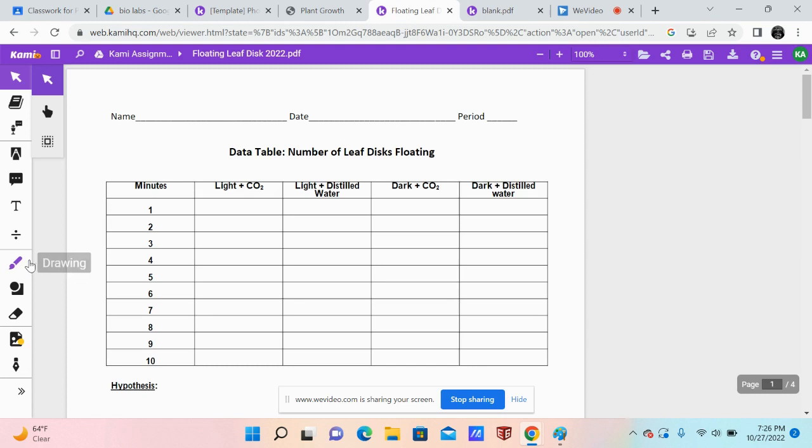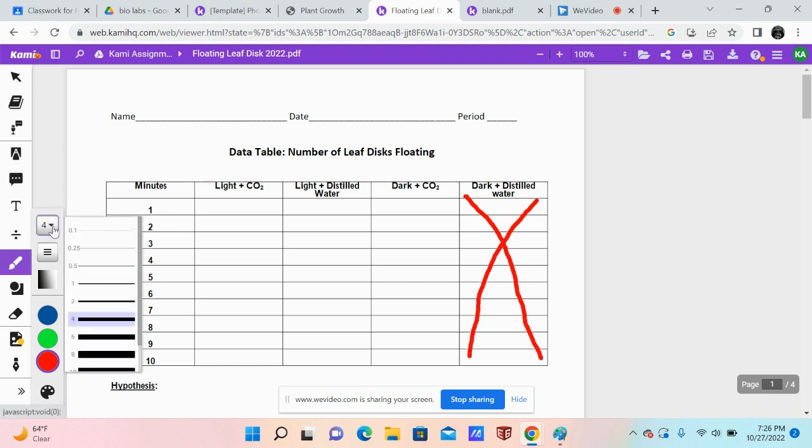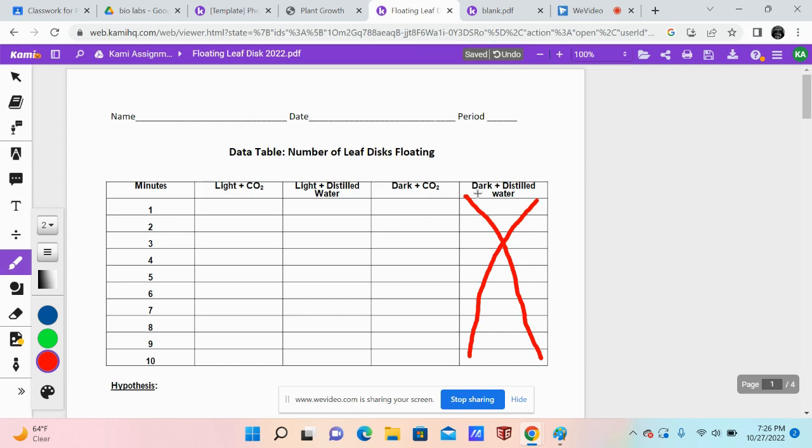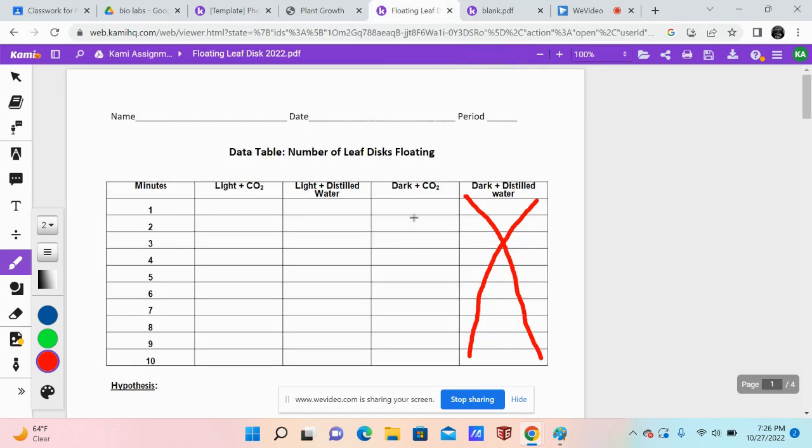All right, so let's see. Now, this one right here, it's dark, it's got no light, and it's got no CO2. We didn't even do this one. So go ahead and cross it out. Because obviously you're not going to have photosynthesis without CO2 and without light. Water was the only thing we had, so we couldn't do photosynthesis. We did these 3 over here.